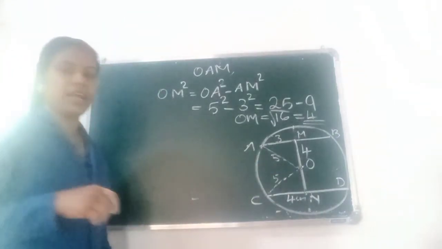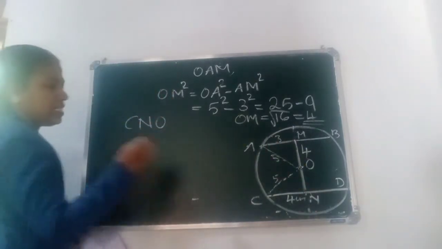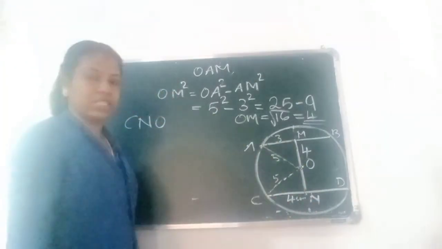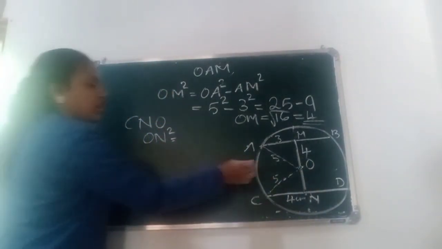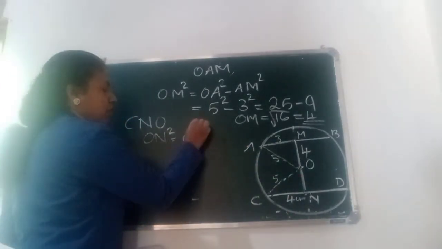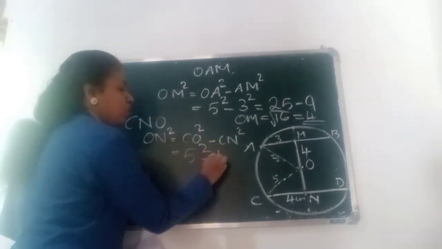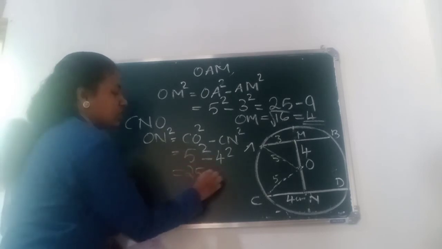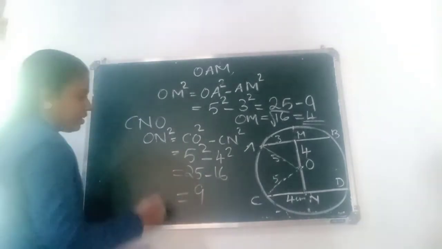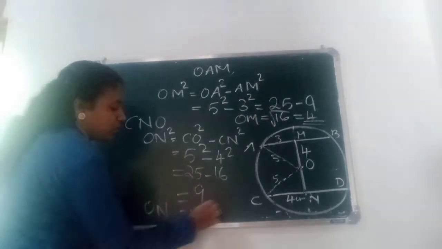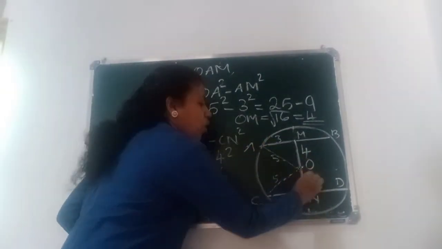Now take the next right angle triangle, CNO. In this CNO, CN equals 4 and OC equals 5. So find ON square. ON square equals OC square minus CN square. OC is 5 square, CN is 4 square. 5 square is 25, 4 square is 16. 25 minus 16 is 9. Therefore ON equals the square root of 9, which equals 3 centimeter. So OM is 4 and ON is 3 centimeter.